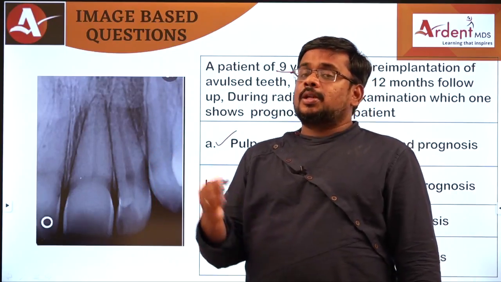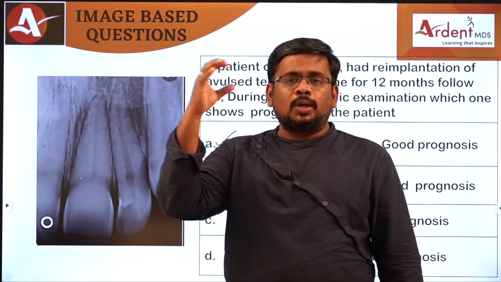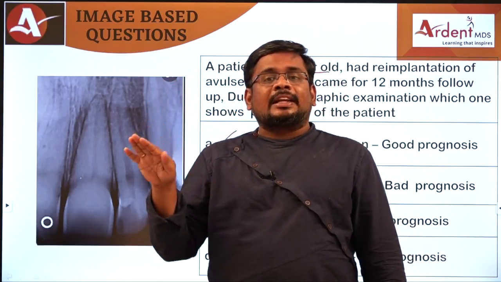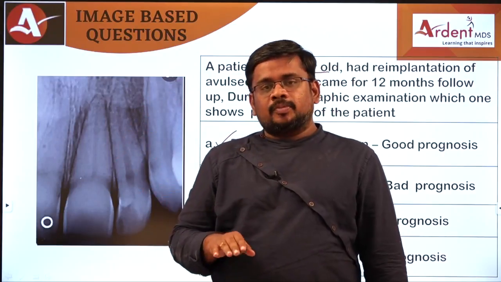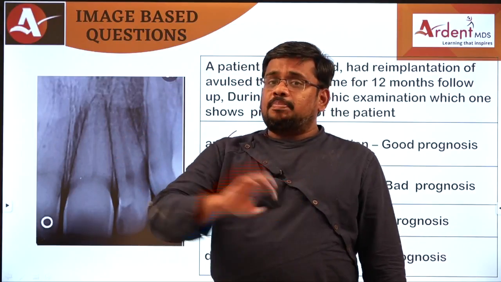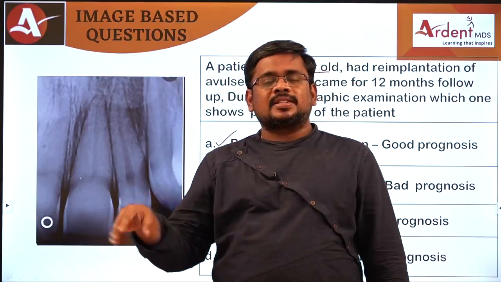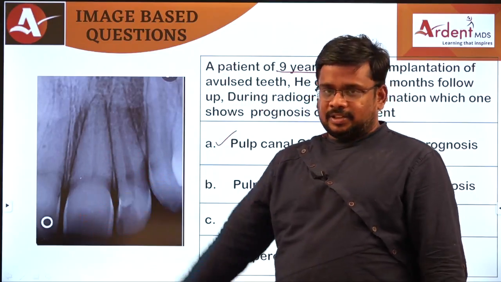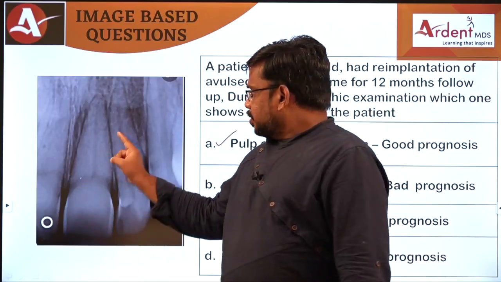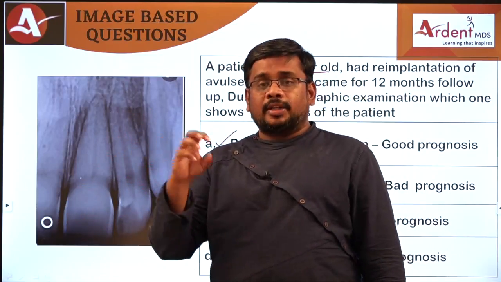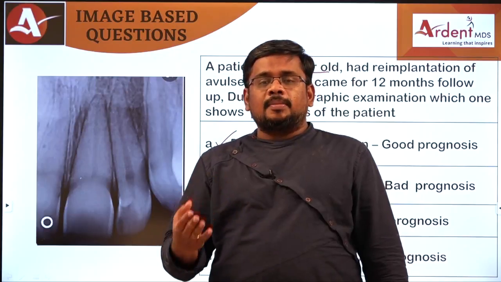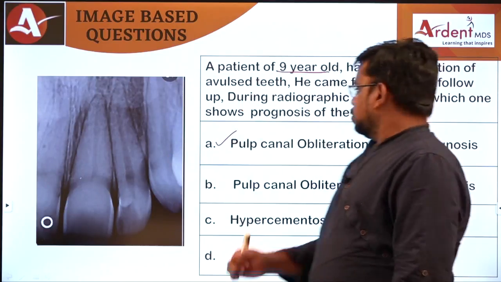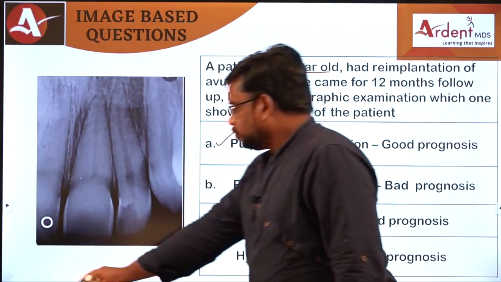Sometimes it may lead to partial or total obliteration of the pulp canal. This leads to decreased pulp sensitivity or sometimes even complete closure. Because of this, it doesn't get the blood supply, so the tooth may go for discoloration. But anyway, if you see pulp canal obliteration after the reimplantation, that means it has a very good prognosis. So the answer for this is A.